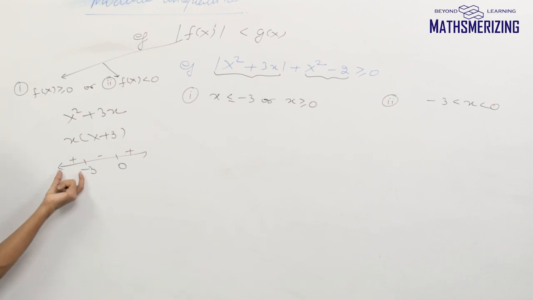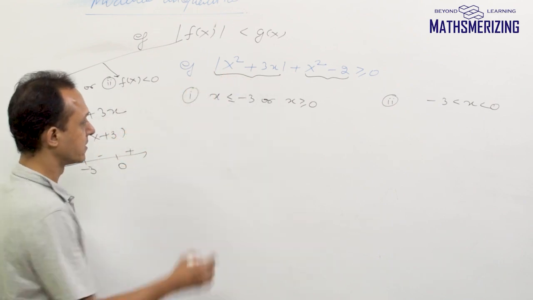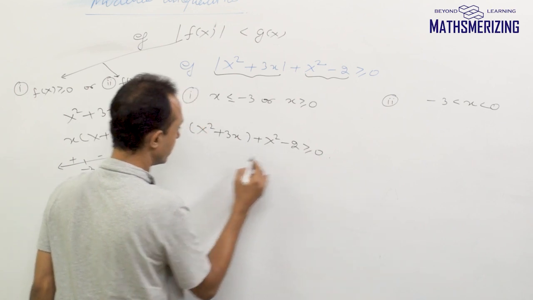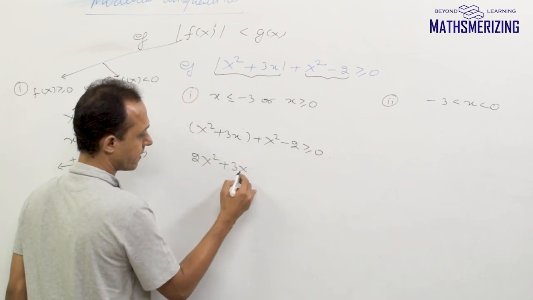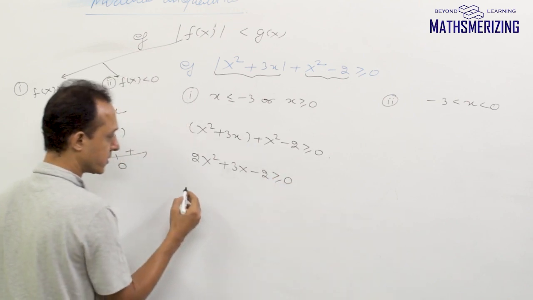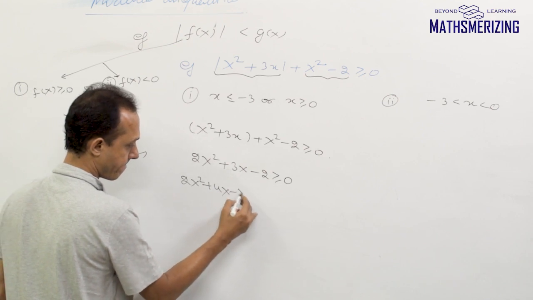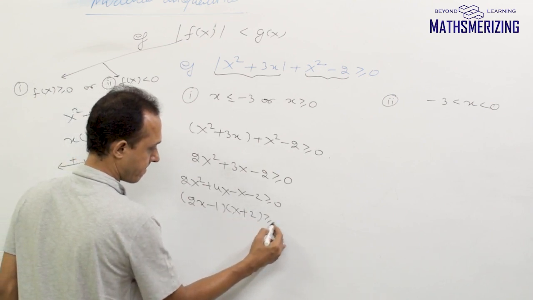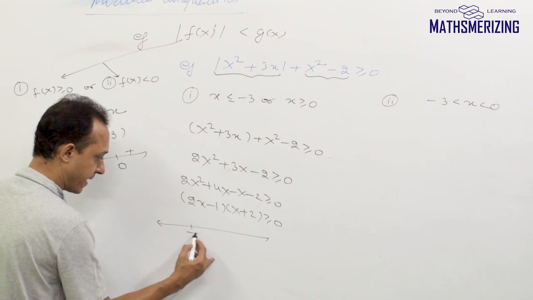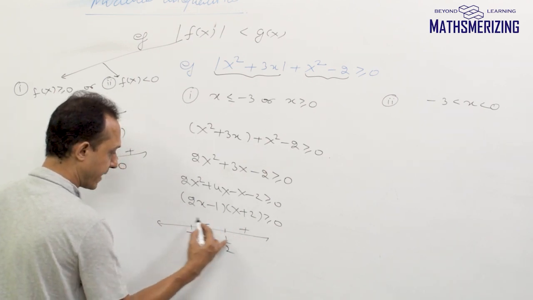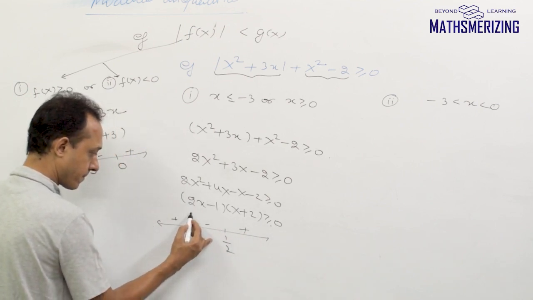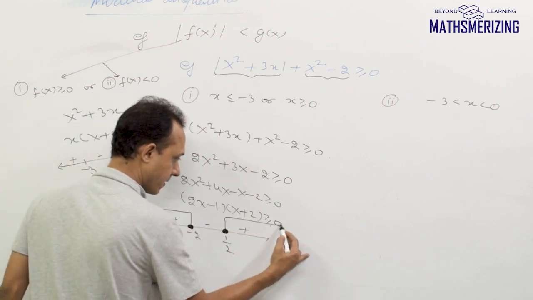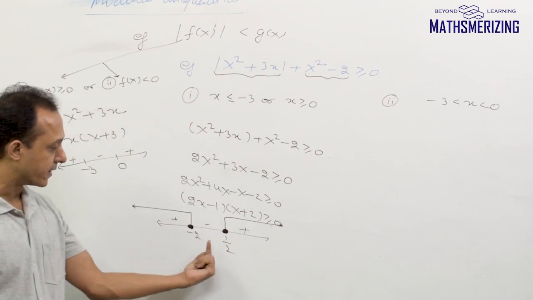Now in the first case, the value of this function is positive. So if I remove the mod sign, I'll take plus, which is x square plus 3x and plus x square minus 2 is greater than or equal to 0. So I'll write 2x square plus 3x minus 2 is greater than or equal to 0. So if I factorize, I'll take a number line, which is minus 2, 1 by 2, rightmost plus, so plus, minus and plus. I need plus. So either the value of x is less than minus 2 or it is greater than 1 by 2.